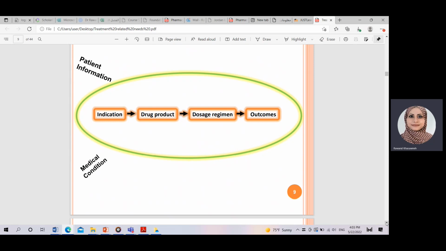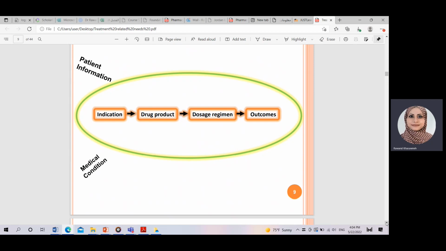These connections begin with the indication. The indication combines patient and medical condition information. So the practitioner must know the indication for each drug therapy the patient is taking. After the indication has been identified, then the information about the drug product and dosage regimen can be assessed in its proper context. Finally, the outcome that resulted from the drug regimen can be evaluated in order to assess for appropriateness.